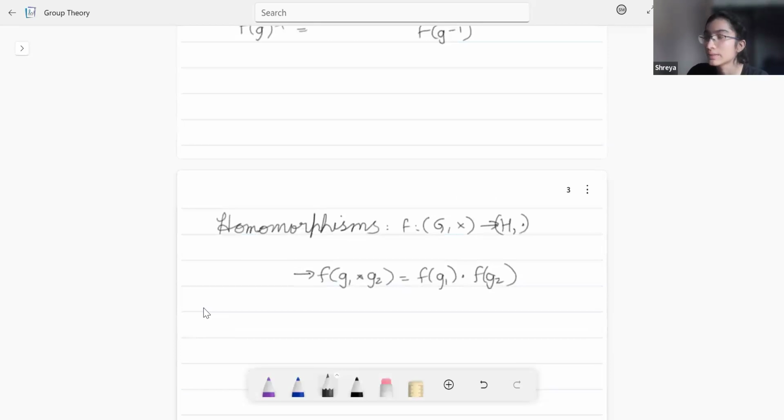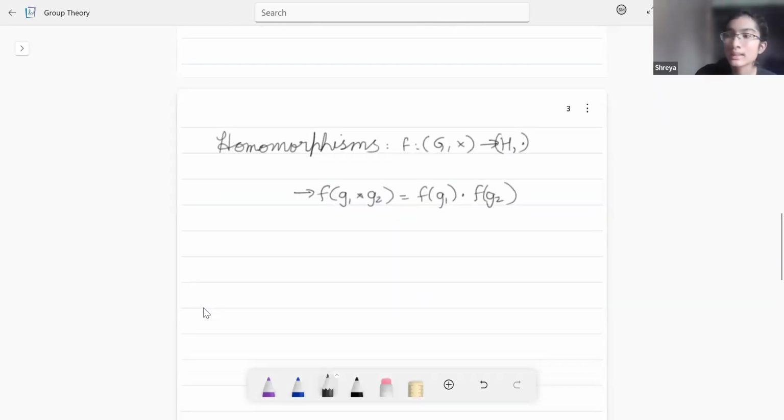Like most of the things are like that. So for instance, you have a homomorphism from integers under addition to Z mod nZ, again under addition. And that's just you send every number to its value mod n.